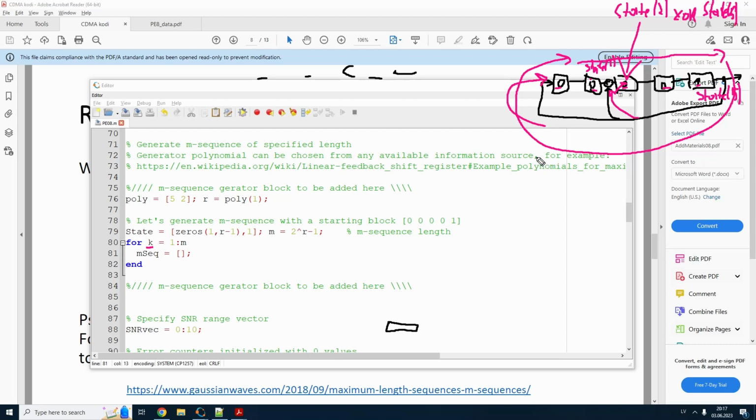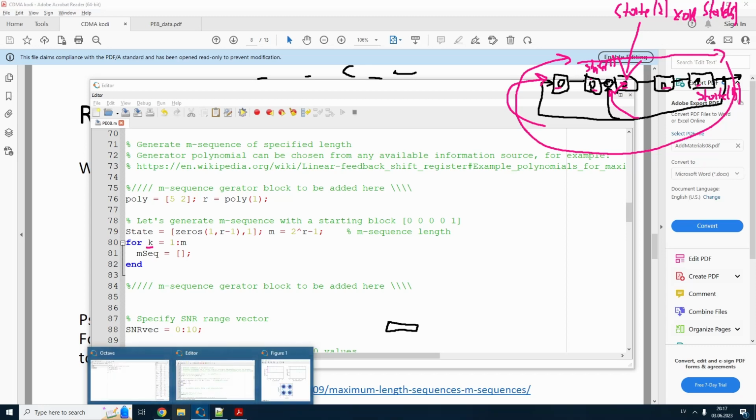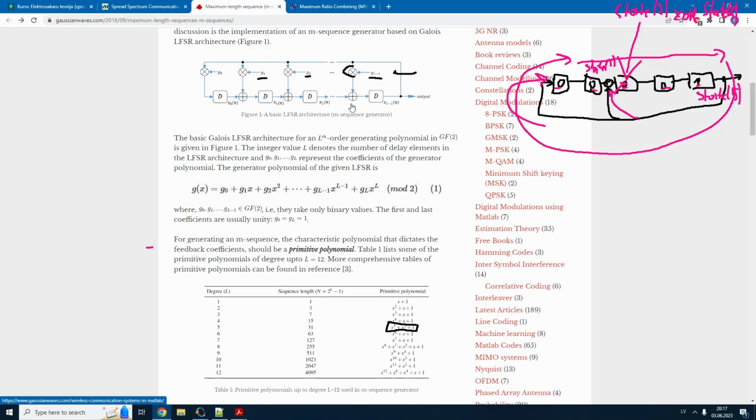Yes, so this is how it's actually working. But wait a minute, let me double check if it's correct. I'm a little bit confused now about this schematic. Well, yes, this is the same schematic. So what happens is that in this particular position we need to have added this symbol.